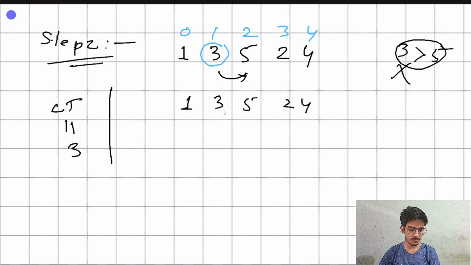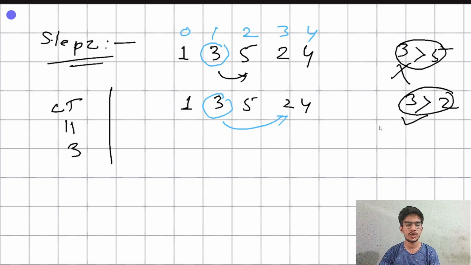Now this element will be compared with this. Is 3 greater than 2? It says yes, the condition now gets true. So the CD will be updated to 2. Okay. Now again it will be 1, 3, 5, 2 and 4.